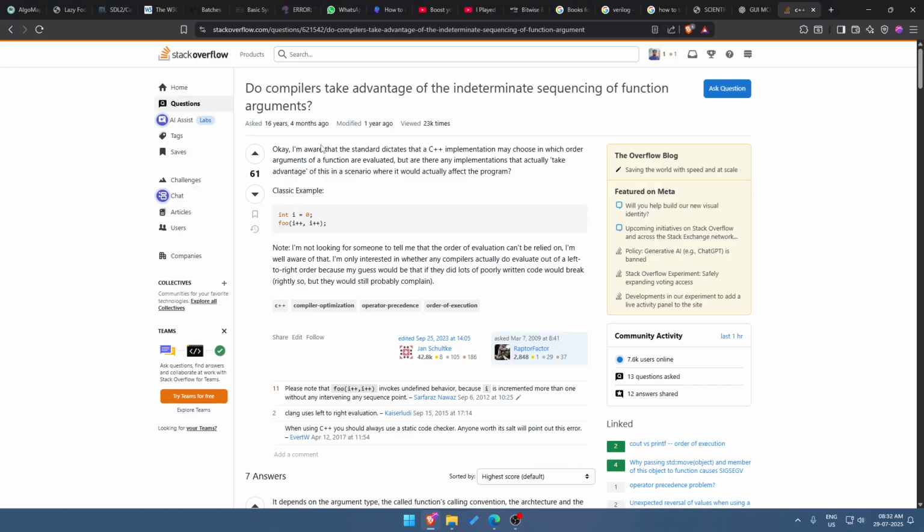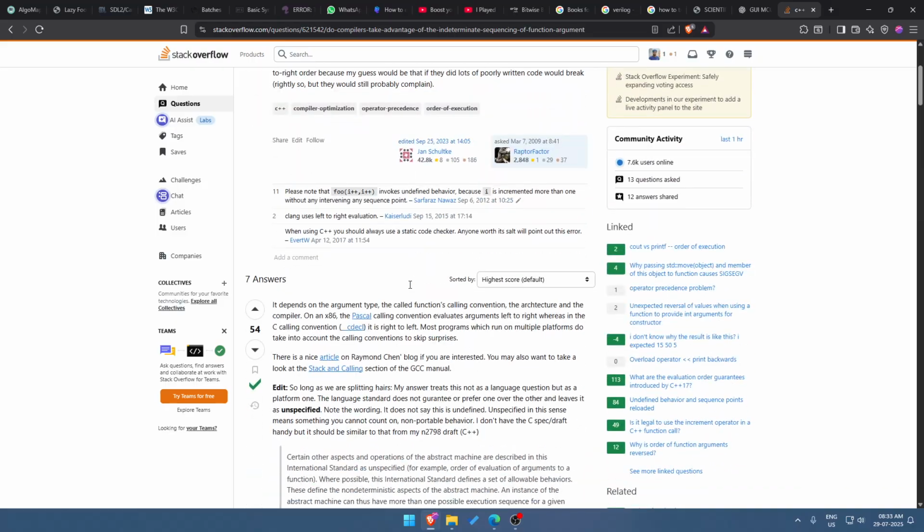Okay, so I'm aware that a standard implementation may choose in which order arguments of a function are evaluated. But are there any implementations that actually take advantage of this, where it would actually affect my program? I'm not looking for someone to tell me that the order of evaluation can't be relied on. I'm only interested in whether a compiler actually does evaluate out of left to right order, because my guess would be that if they did, lots of poorly written code would break. Rightly so, but they would still probably complain.